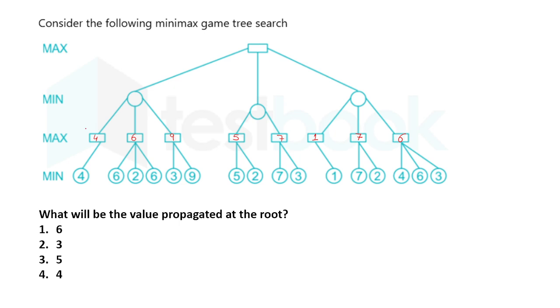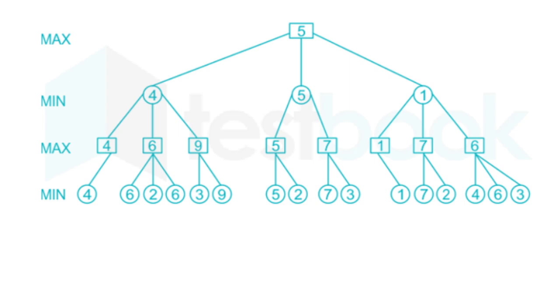Now, in the next step, the minimum value among these three is 4. Among these two, the minimum value is 5. Among these three, the minimum value is 1. All clear, everyone? Now, among these three, we select the maximum value for the root node, that is 5. So the correct answer is option number 3. This question hardly takes 10 to 20 seconds and definitely you will get 2 to 3 marks in your examination.